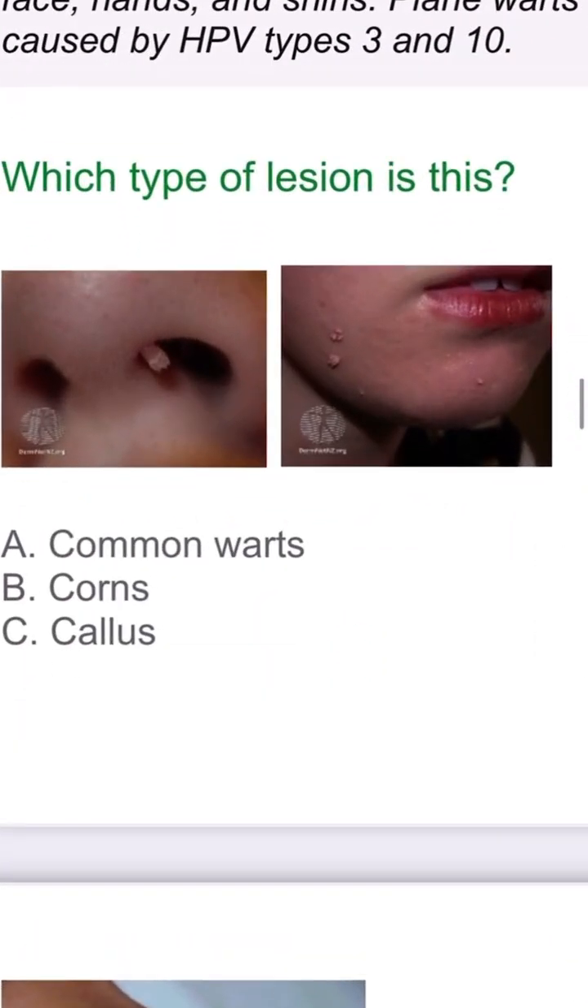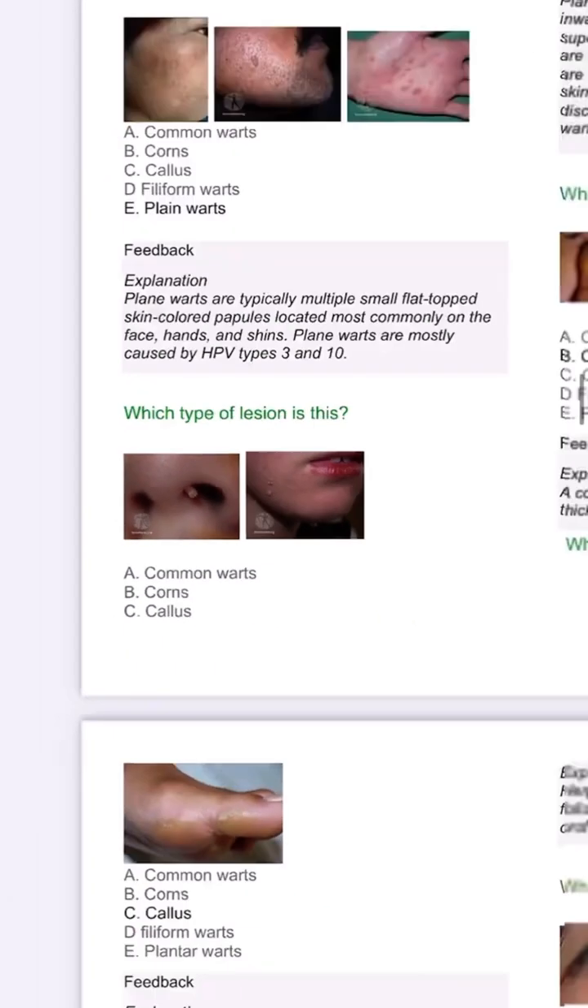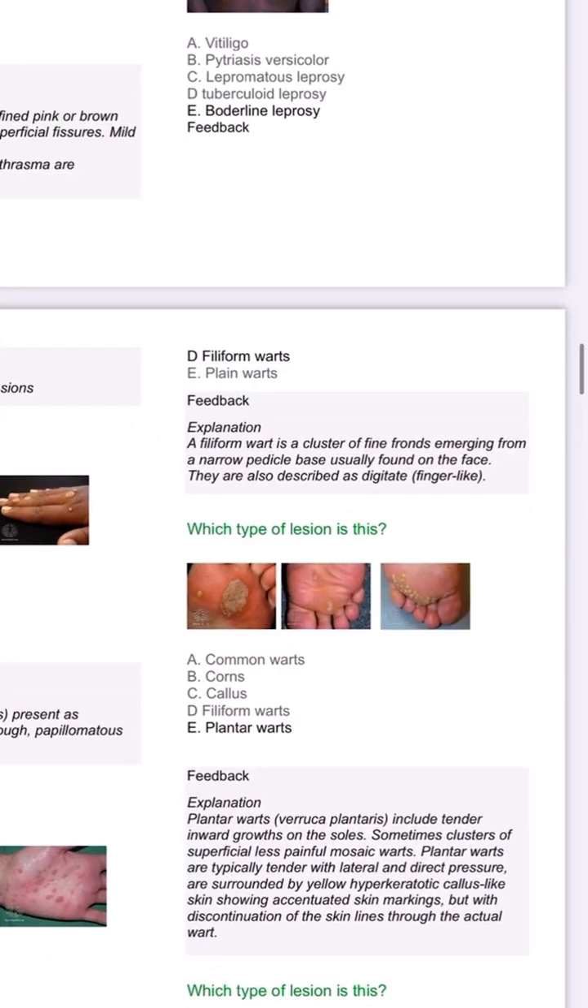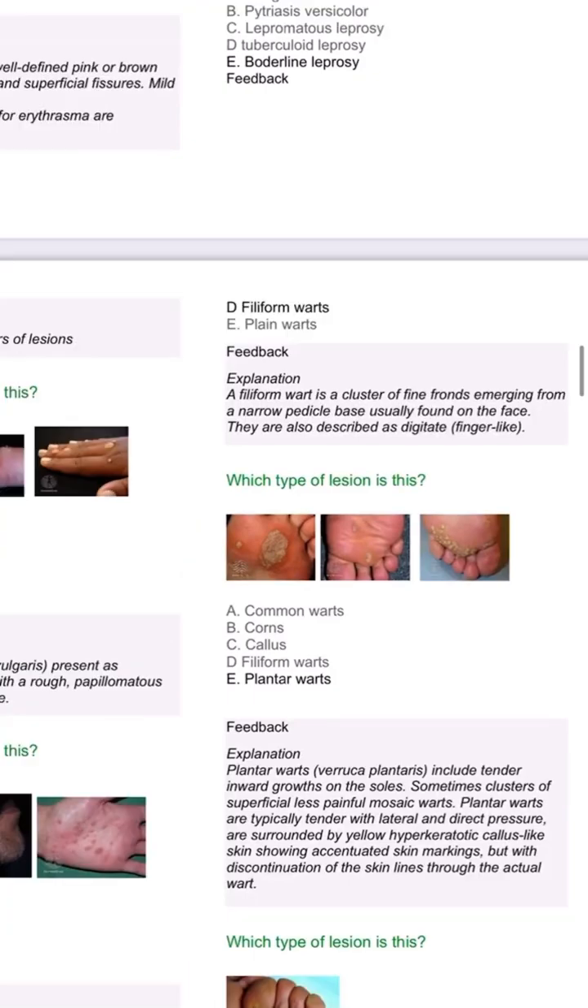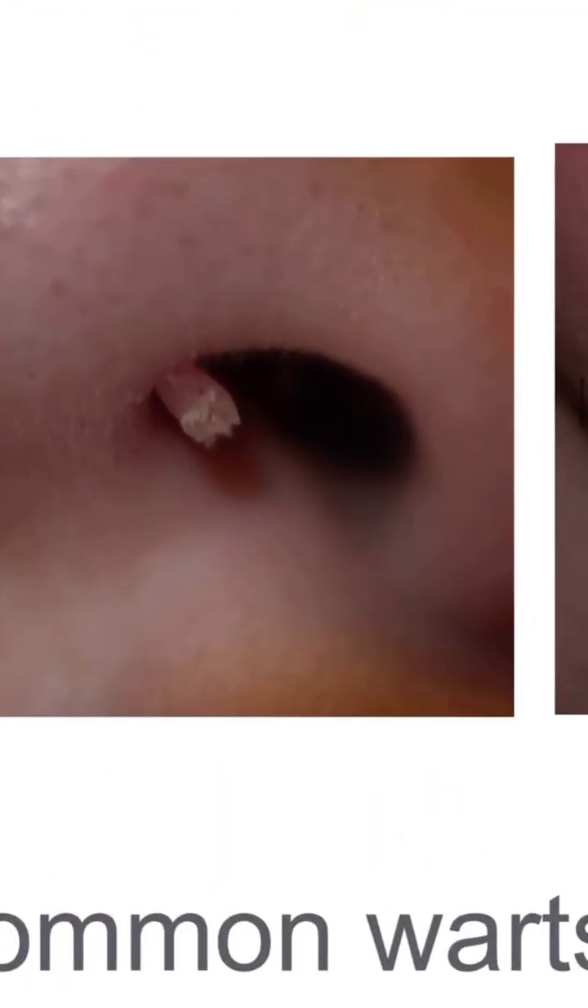Okay, and so which type of lesion is this? Filiform. These are filiform warts. Okay, it is a cluster of fine fronds emerging from a narrow pedicle base, usually found on the face. They are also described as digitate, finger-like warts. Okay, so these are filiform warts.